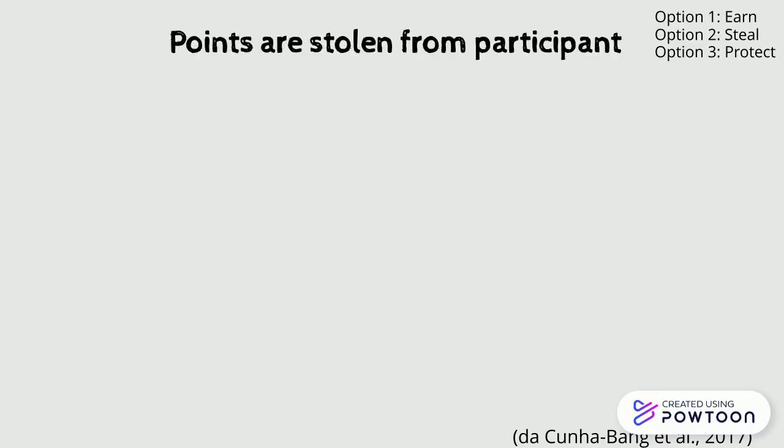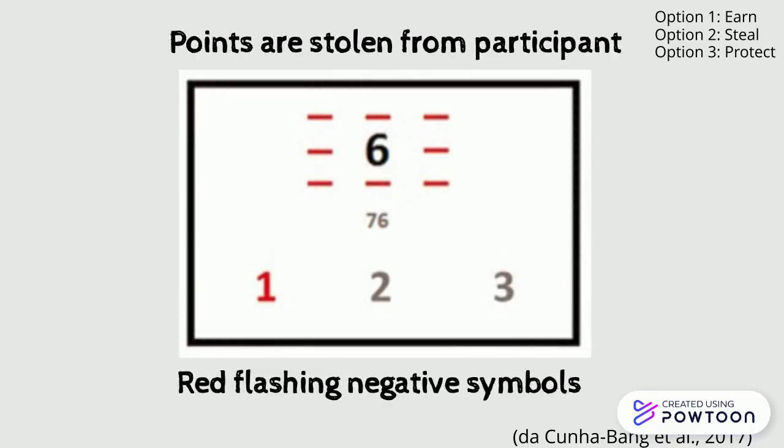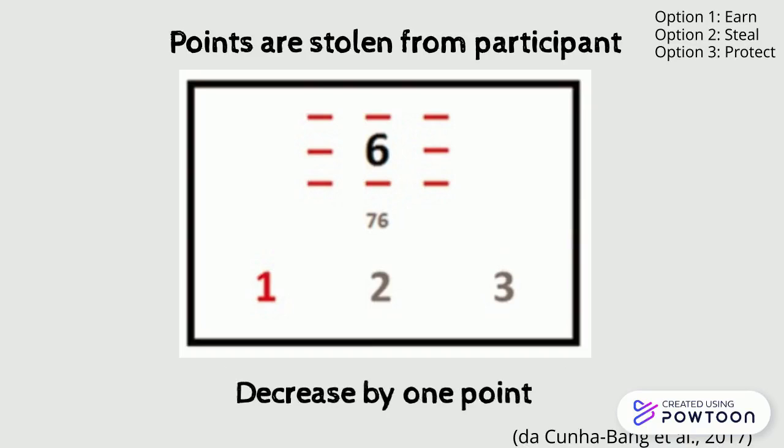When points are stolen from the participant, similarly flashing red negative symbols will appear around the point total, which will then decrease by 1 point. Participants have to complete a started option before choosing a new option. Unselected options will be grayed out until the chosen option is completed.